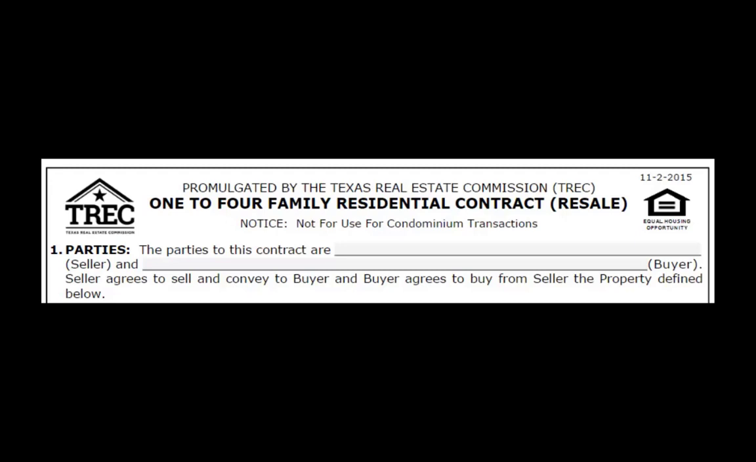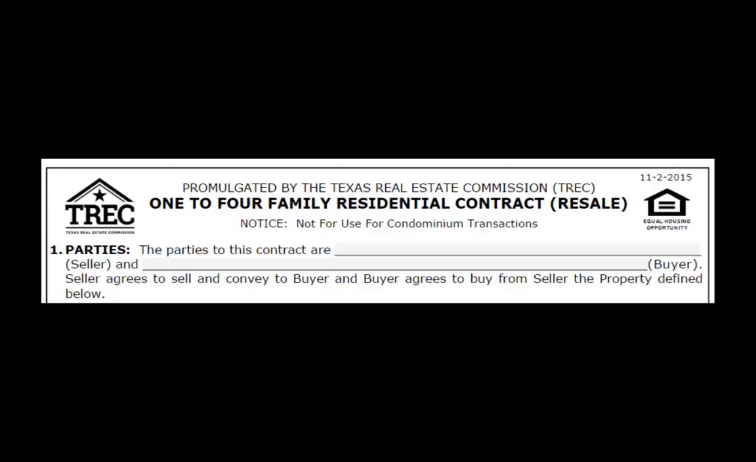This gives you an opportunity to verify how their name appears on the loan documents to ensure that you're not going to have to file an amendment to reconcile the differences between the contract and the loan documents. If the name appears different on each, then you're going to have to amend the contract.